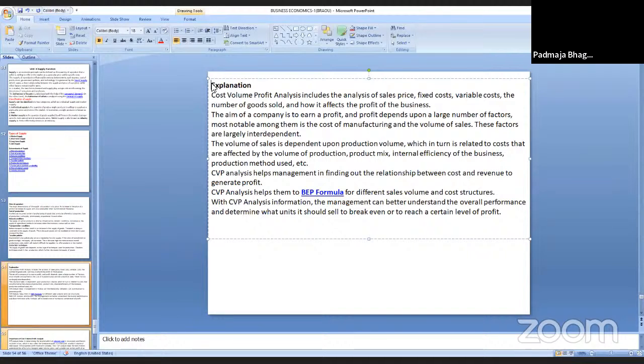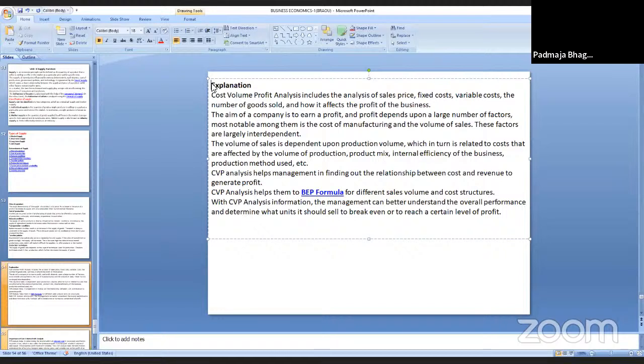Is it clear? So here, the volume of sales depends upon the production volume. If the volume of production is more, then the volume of sales will also be more, and this in turn is related to cost. So when you are supplying the products and the volume of sales increases, all are related to the cost only, which is affected by the volume of production.